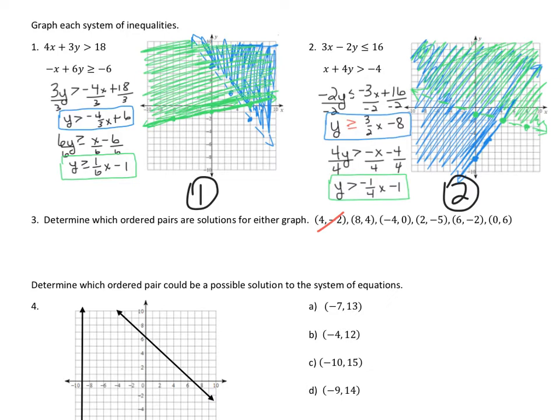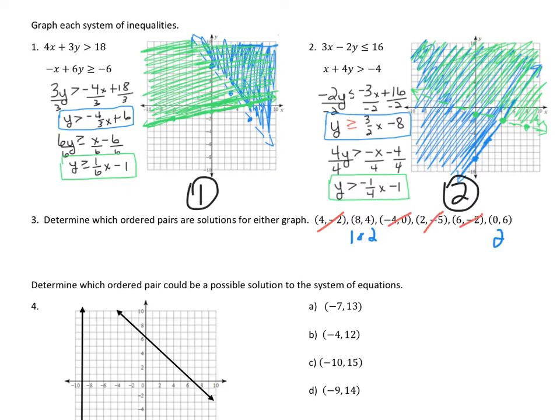So I'm going to go through each one of these points to see whether they fall in a solution set or not. Another way that you can check to see if the point you have is in the solution set is to plug those points into your original inequalities, and if it makes the statement true, then that point is in the solution set. But remember, this is a system, so it has to be true for both inequalities. If it's not true for both inequalities, then it's not part of the solution set.